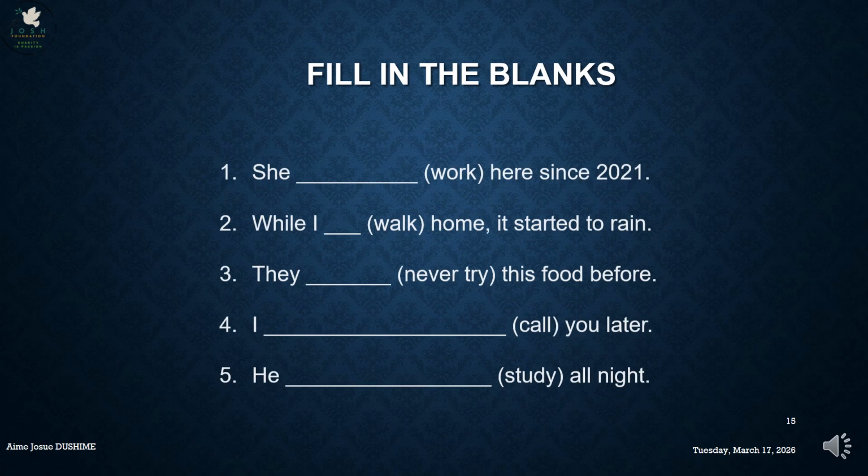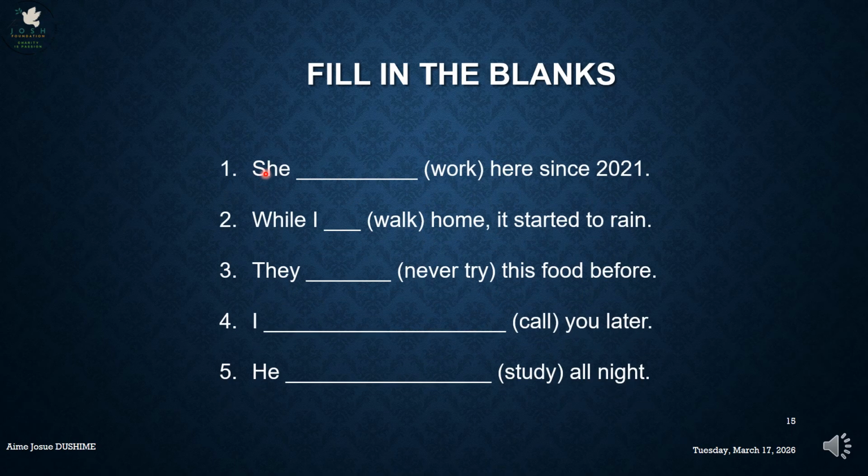Again, let's continue with filling in the blanks. She dash dash here since 2021. While I dash dash home, it started to rain. They dash dash this food before. I dash dash you later. He dash dash all night. You're going to fill in with the right tense.